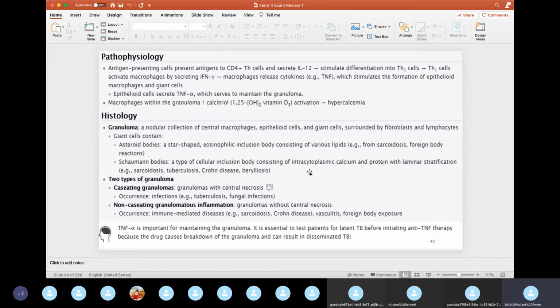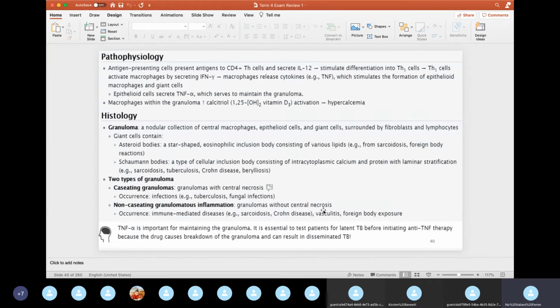In terms of histology, what can we see in caseating? Caseating, high yield, don't forget, central necrosis. In your TB, you have central necrosis. C, caseating, C, central necrosis. Commonly seen in TB and systemic fungal infections. Non-caseating, no central necrosis. N, non-caseating, it begins with N, so it's no central necrosis. Commonly seen in what? Autoimmune diseases, your sarcoidosis, your Crohn's disease.